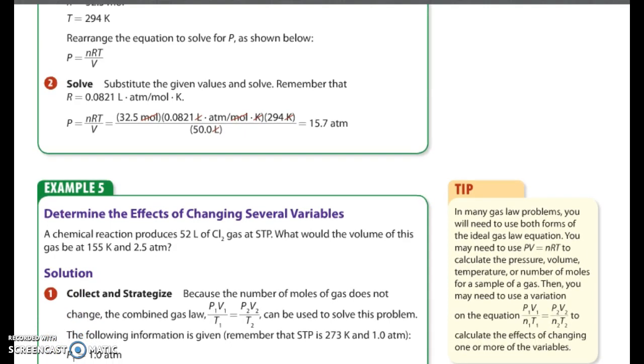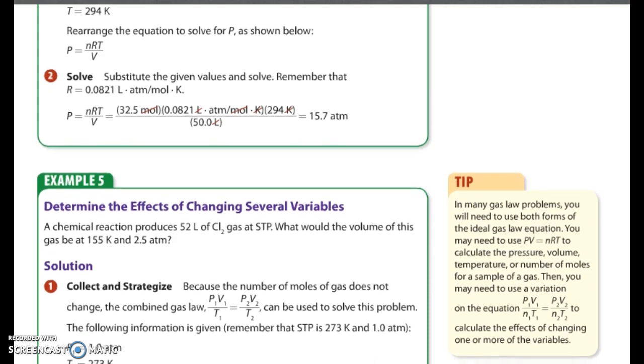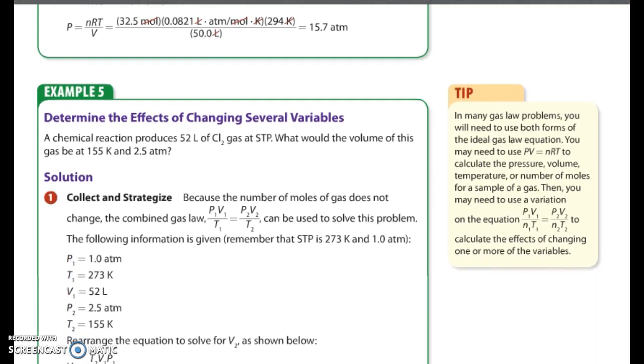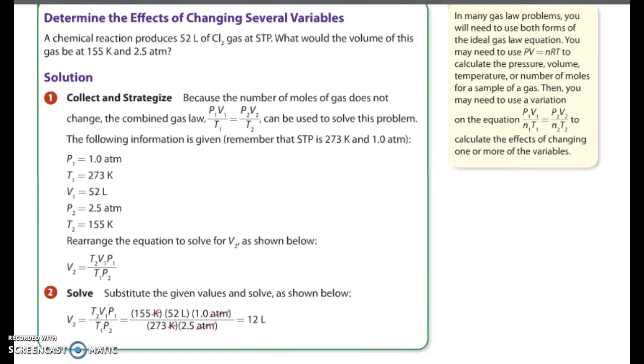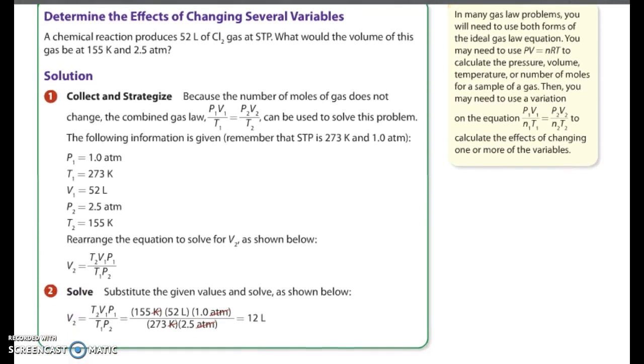Collect and strategize. Because the number of moles of gas does not change, the combined gas law, which is P1V1 over T1 equals P2V2 over T2, can be used to solve this problem. And we need to use the following information because STP is 273 Kelvin and 1 atm. If you didn't get this far, hit pause and try it again. We rearrange and solve for V2. Put in your answer, and you should get 12 liters. And we will continue this lesson in the next recording.